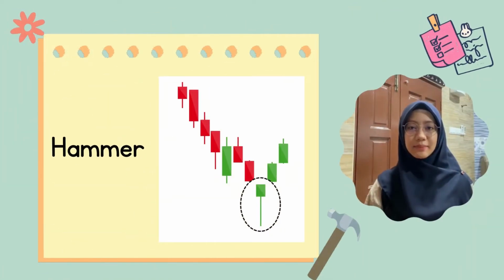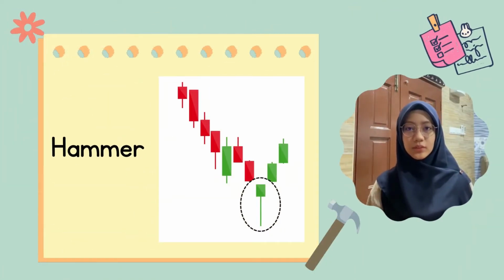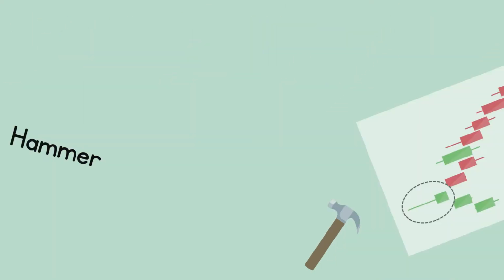The hammer candlestick pattern is formed of a short body with a long lower tail and is found at the bottom of a downward trend. A hammer indicates that while there were selling pressures throughout the day, a strong buying pressure ultimately drove the price back up. The color of the body can vary, but green hammers indicate a stronger bull market than red hammers.